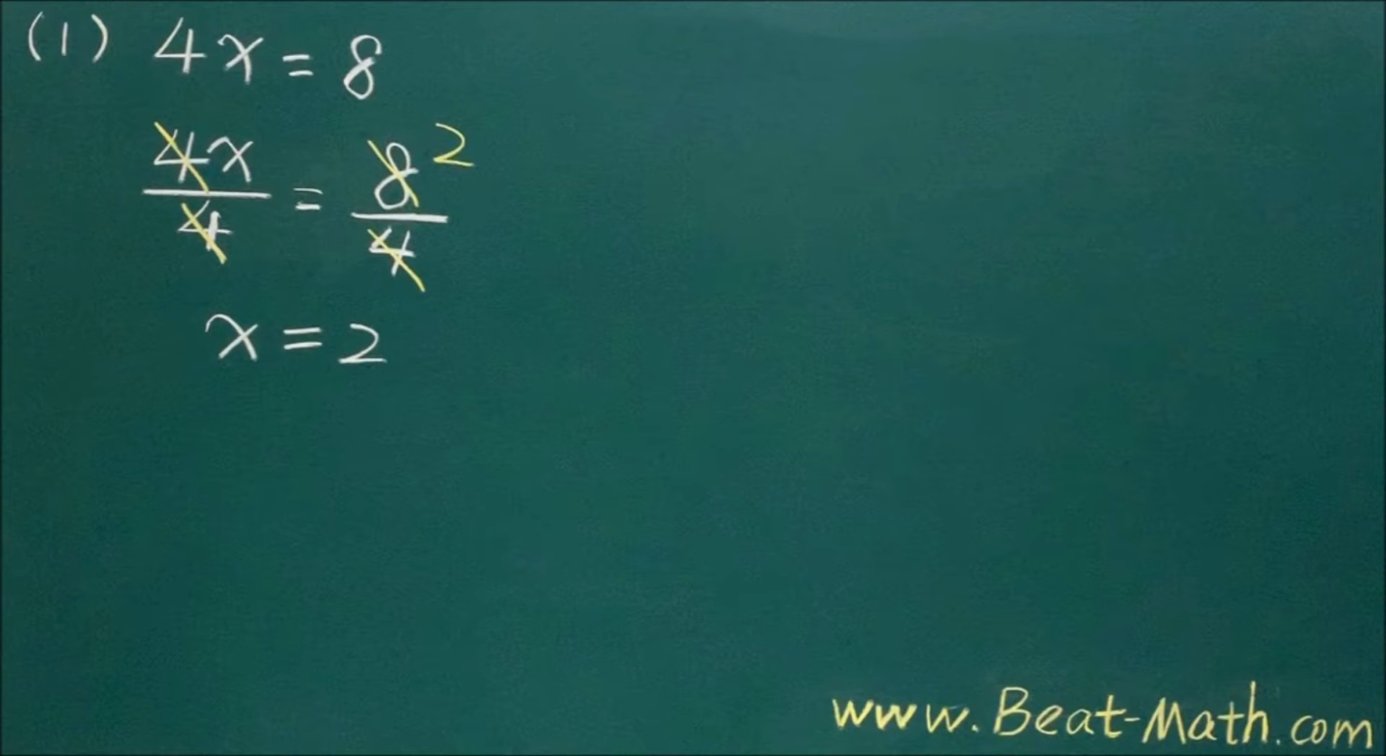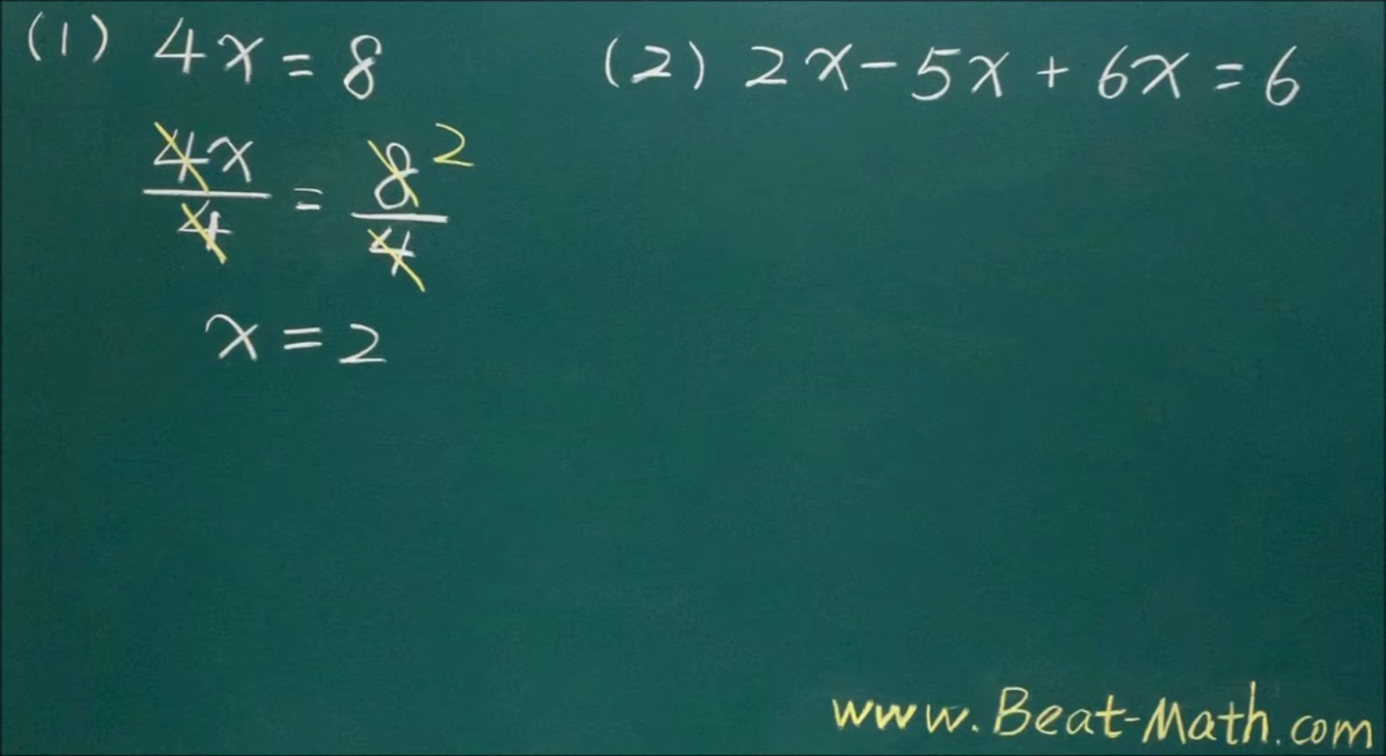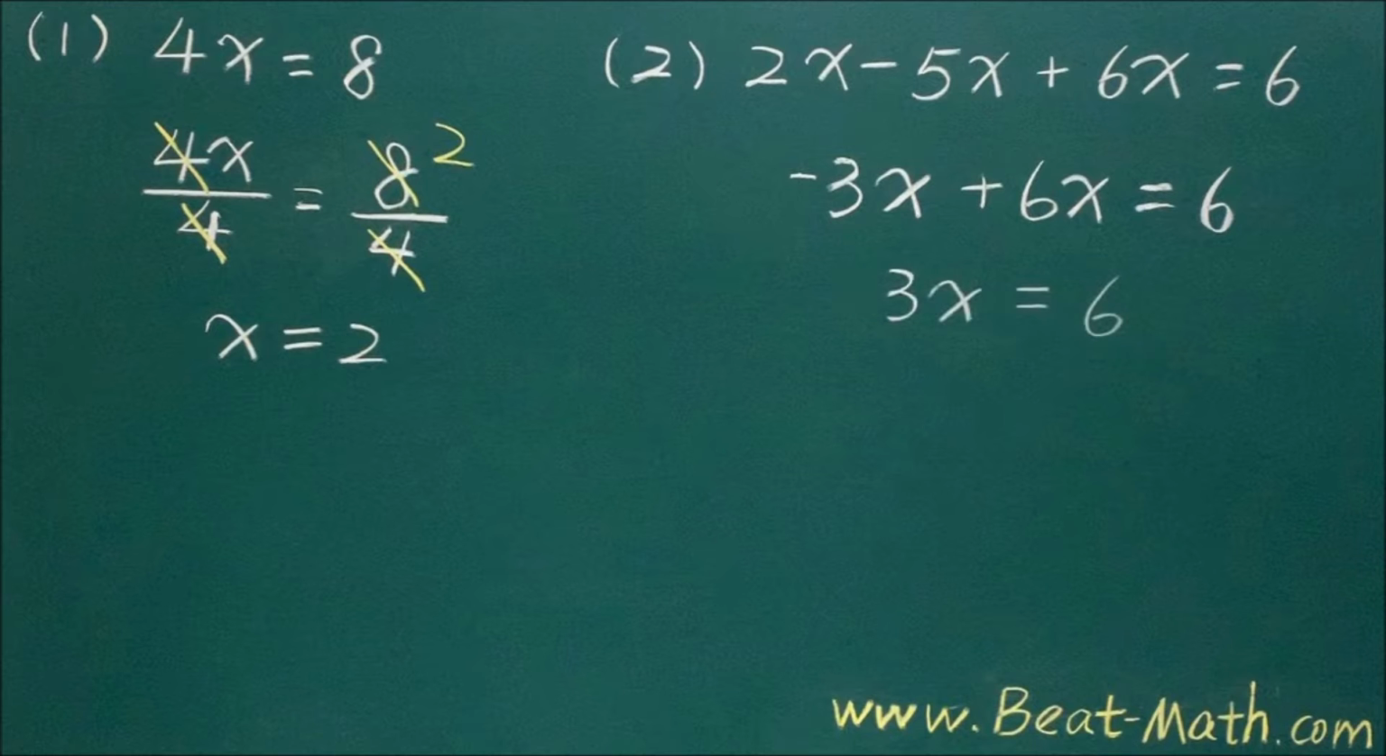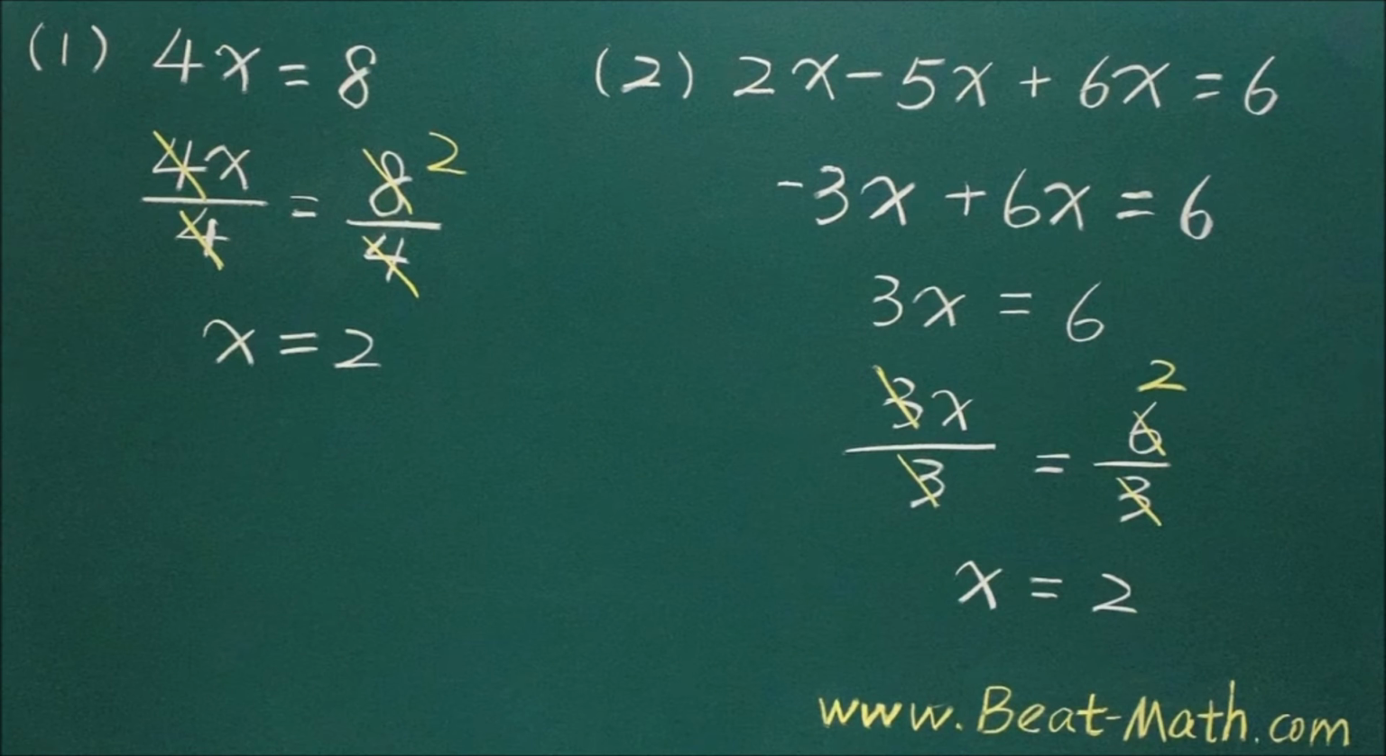Here is another example. 2x minus 5x plus 6x equals 6. Now, there is more than one term with x, so what should we do then? It's actually pretty simple because all the terms with x are on the same side of the equation. 2x minus 5x equals negative 3x, and then negative 3x plus 6x equals 3x. And then we get the equation 3x equals 6. Divide both sides by 3, we will get x equals 2, which is our answer.